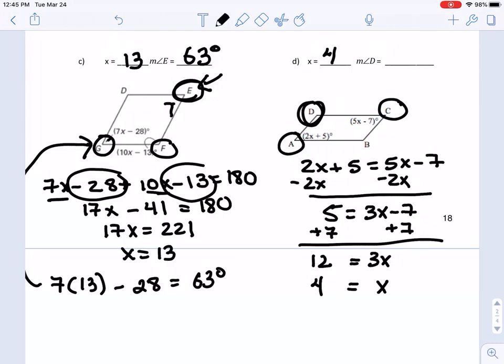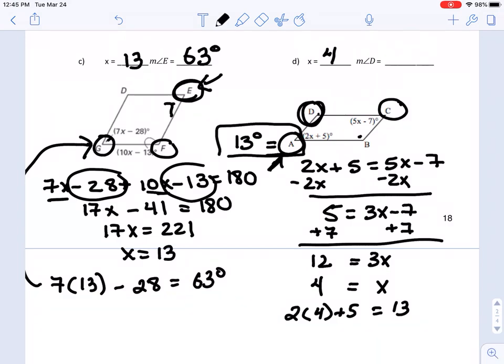Okay, I don't have D. If I knew what this one was, I could say that they're the same, but I don't have B either. So I'm going to need to find one of these angles. It doesn't matter which one. Let's go figure out what angle A is. So I'm going to plug that 4 back in for x. If I did 2 times 4 plus 5, that's going to give me 13. So what I just figured out is that angle A is 13 degrees.